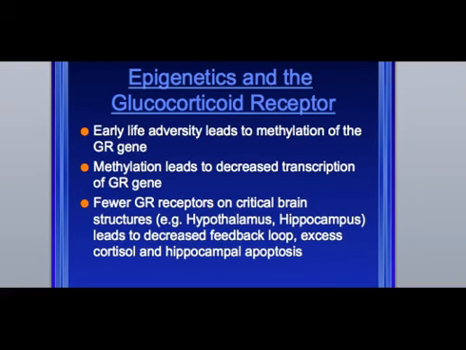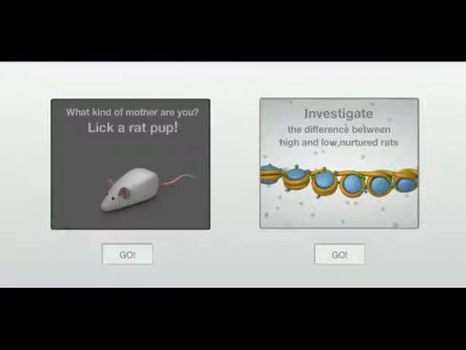Let's talk about epigenetics. This is when environmental influences impact genetic expression, leading to a behavioral response. So I am going to show you a nice little video here about what happens when rats in utero and shortly thereafter are exposed to nurturing mothers versus non-nurturing mothers.